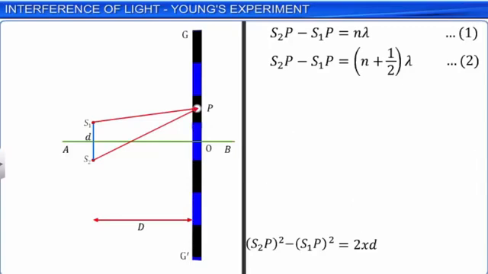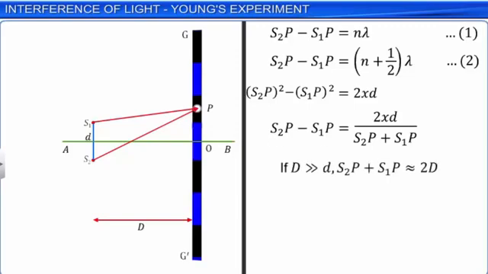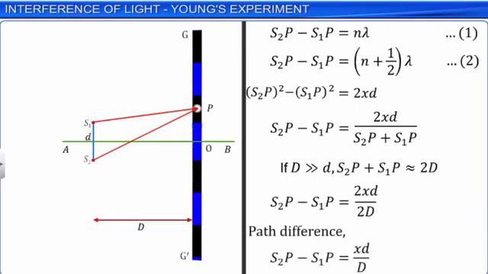This equation can also be written as S2P minus S1P is equal to 2xd by S2P plus S1P. If capital D is much greater than the small d, then we can assume that S2P plus S1P is approximately equal to 2D. Then the path difference S2P minus S1P is equal to x into d by D. Let this be equation 3.